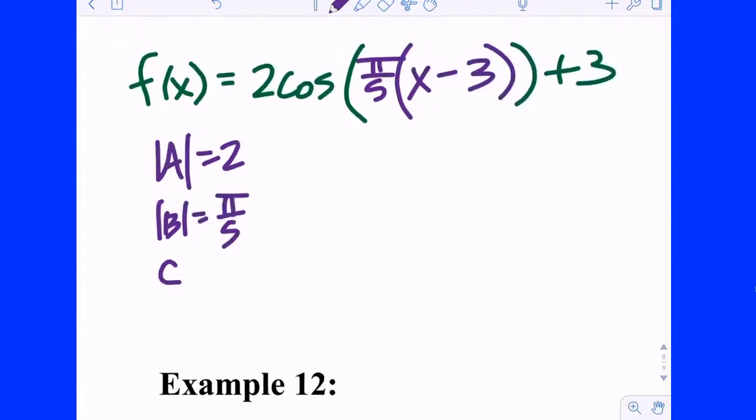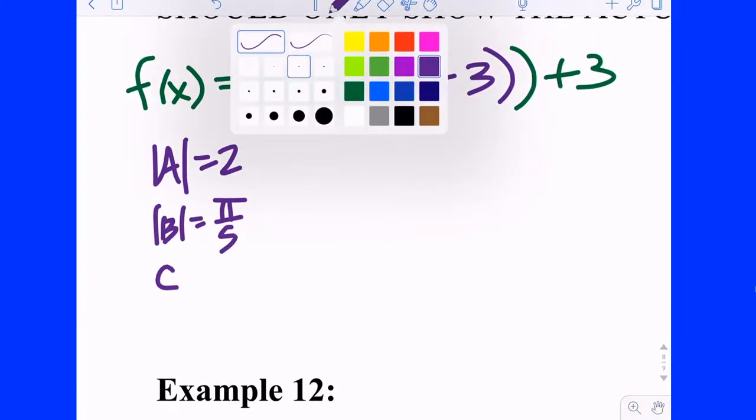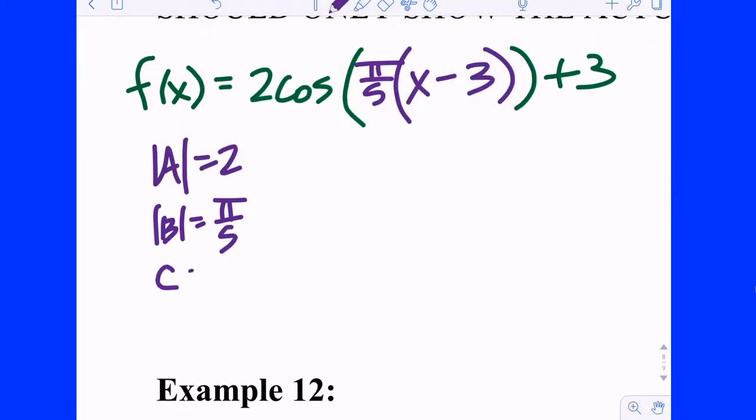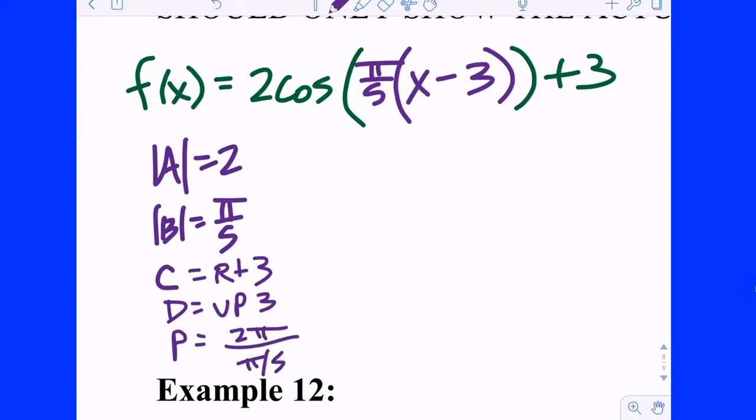C, what's our phase shift? 3 to the right. Right 3. Good. What's our D value? Up 3. Right 3 and up 3. Okay, good. What's our period? It's 2 pi over pi fifths, right? Which makes it 10. Ooh, no pi. That's nice. No pi.